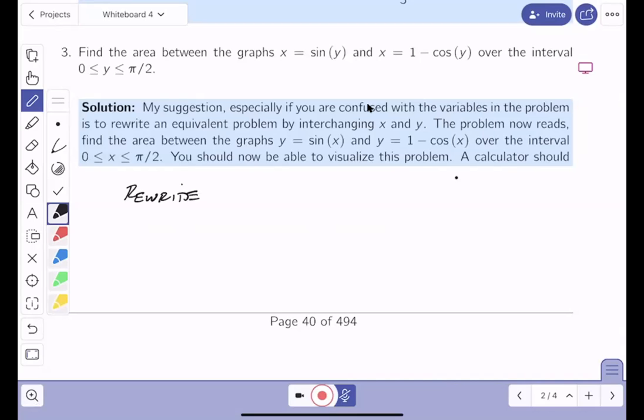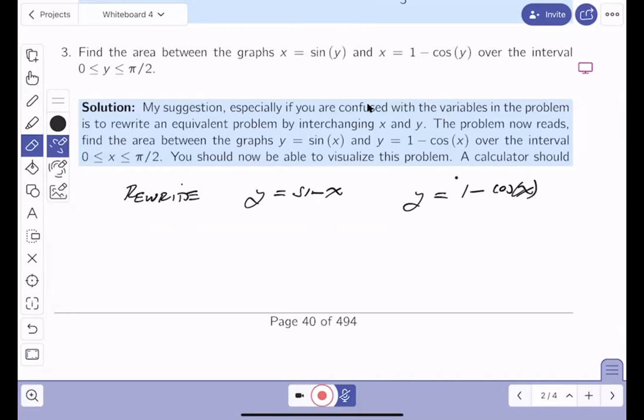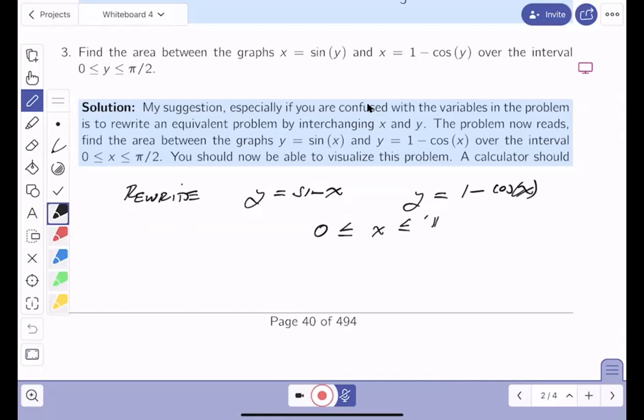What's the rewrite going to be? y equals sine of x. So what am I doing? I'm letting x be y and y equal x. Not going to change the problem much. So what do you get over here? y equals 1 minus cosine of x. What else do I have over here? An interval. What's the interval going to be? Well, now the y is going to be x, so it's going to be 0 to pi over 2.